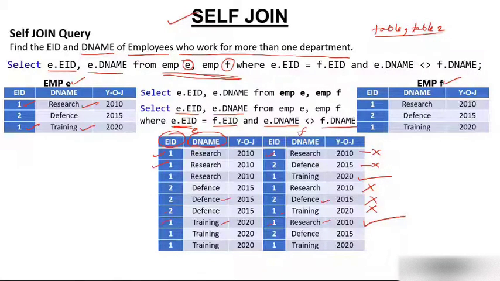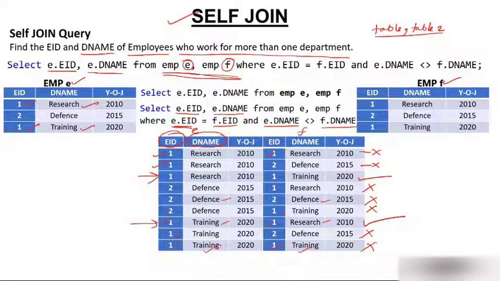So finally we have selected two rows till now. Is this ID equal to this ID? No. So we'll cross this. Is this ID equal to this ID? Yes. Now we check the department name, which should not be equal, but because it is equal, we'll discard this. So finally, these two rows are qualifying the criteria.